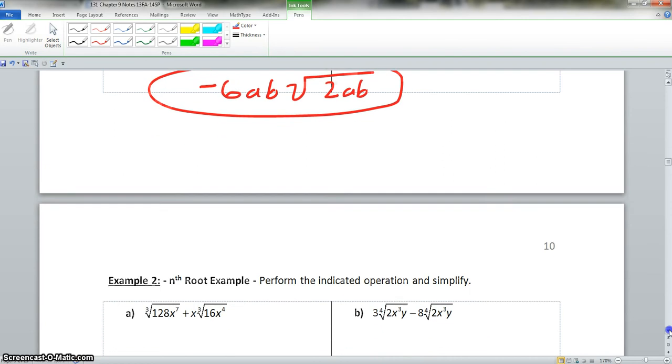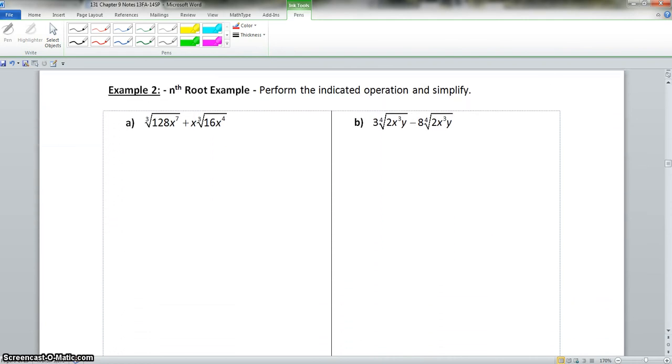Now, we scroll here to the next page, example 2, the nth root example. It says, perform the indicated operation and simplify. Now, this page is not counted, but when you do your homework, you may need this here for your homework. Now, we're going to do the perfect cube of 128. So we know the highest perfect cube in 128 is 64, which will leave us, actually I put too much space here, but I'll do this.